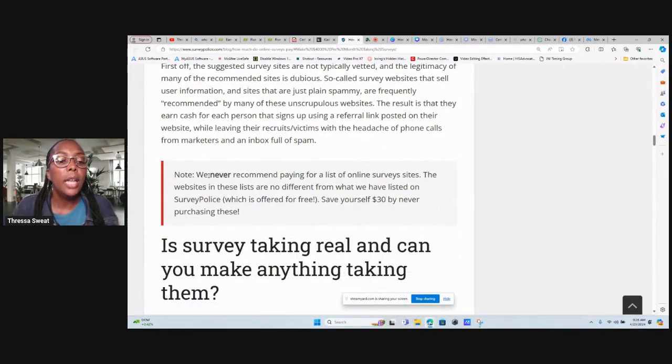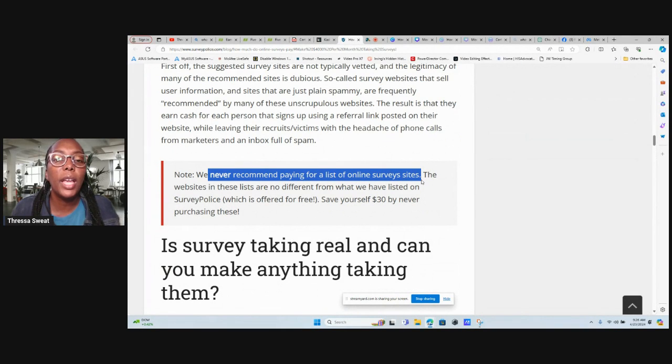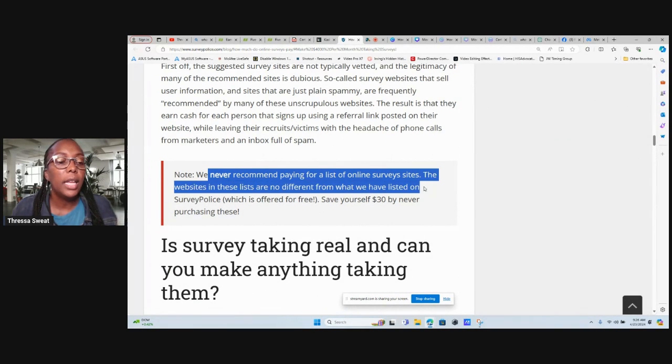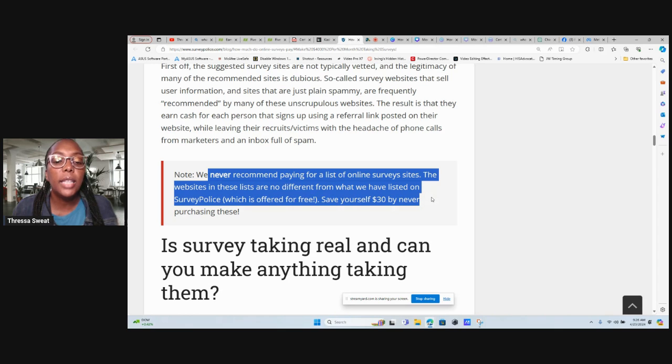It says never recommend paying for a list of online survey sites. So never pay for online survey sites. These websites and these lists are no different from what we have listed on Survey Police, which is offered for free. Save yourself $30 by never purchasing these.